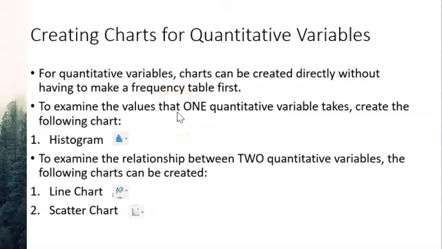In this video, we're going to discuss what chart types are appropriate for quantitative variables. When you start with a quantitative variable, you can create the chart directly and you do not have to create a frequency table first. To examine the values that one quantitative variable can take, you'd create a histogram. Whenever you want to examine the relationship between two quantitative variables, you can create a line chart or a scatter chart. These are the types of charts we'll learn about for quantitative variables in this course.